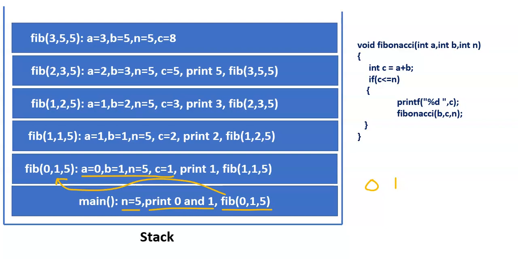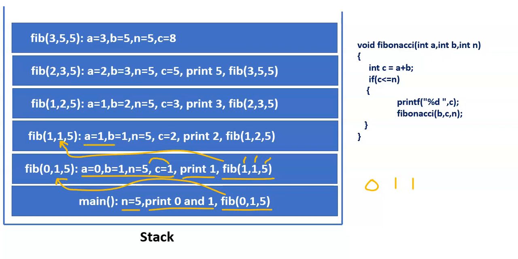And then we are checking condition. C is less than or equal to n, and 1 is less than or equal to 5, which is correct. Then we are printing C value, that is 1. Then Fibonacci function is called again with values b comma c comma n. What is b value? 1, c value is 1 and n value is 5. Another copy of Fibonacci function is created and it will be placed in the stack. The arguments and the local variables in this function are placed in the stack. They will occupy memory in the stack.